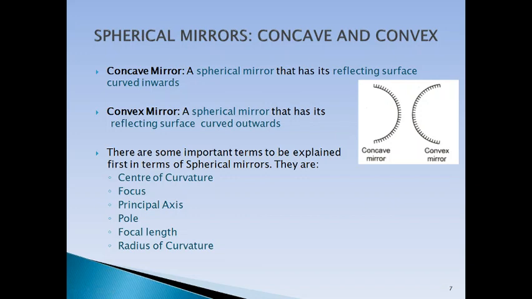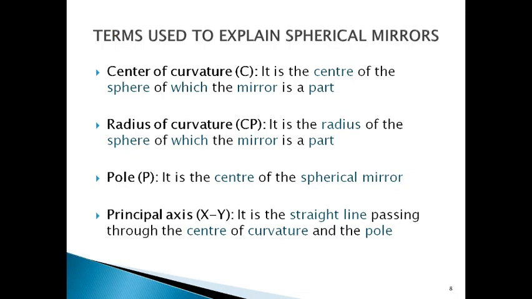Now, before studying how the reflection of light takes place when the object is kept at different positions, you should be aware of these important terms, that is, center of curvature, focus, principal axis, pole, focal length, and radius of curvature. So let's study these important terms with the help of the diagrams. The first term is center of curvature.